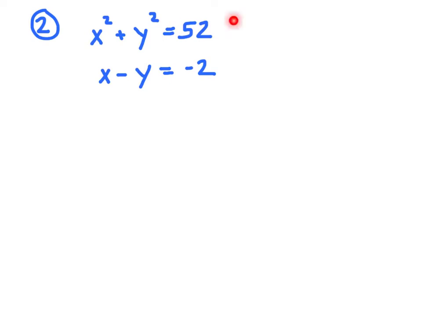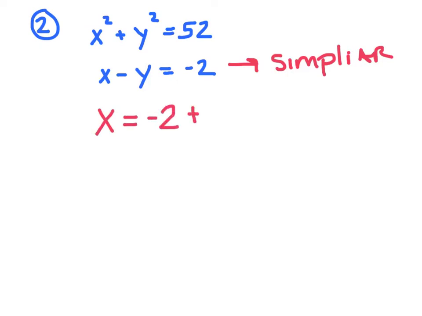Now look, I am never going to solve this equation for y. If I do, I'm going to end up with a square root in it, and nobody wants to deal with that, all right? So this would be the wrong one to solve for y. This equation is much simpler. So this is the one I want to solve for x or y. Now just to prove to you it doesn't matter, I'm going to solve for x. I'm going to say x equals negative 2 plus y.